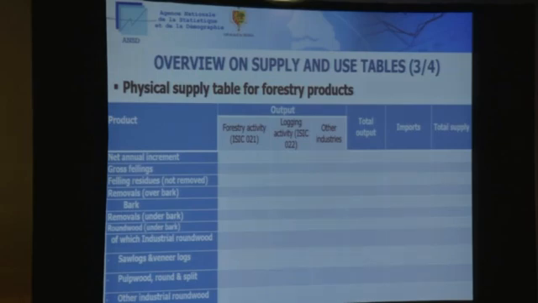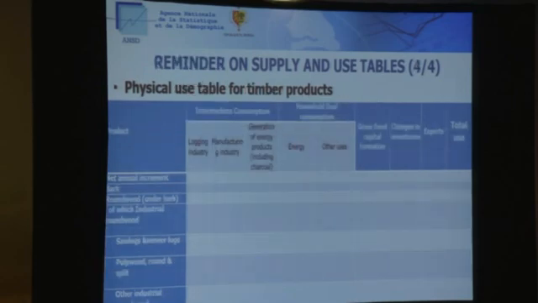The format of the physical supply table for forestry products is the following. We have the products in the columns and the branches in the lines. We have forestry activities, logging activities, other industry, and imports. The format for the physical use table for timber products is the following. We have the products in the columns, and in the lines we have intermediate consumption with the logging industry, manufacturing industry, other industry products, household final consumption, with industry and other use, gross capital formation, changes in inventories, and exports.